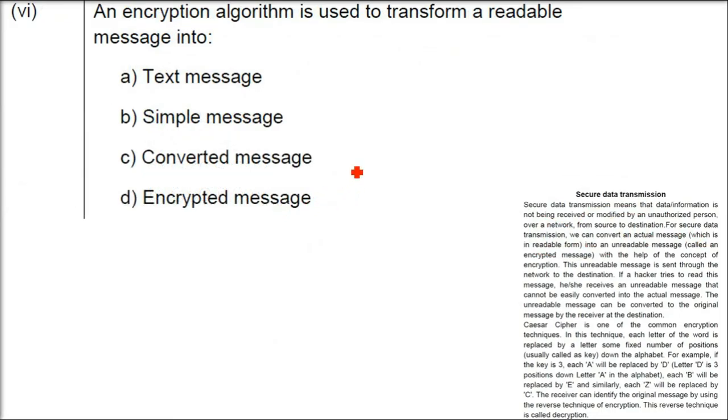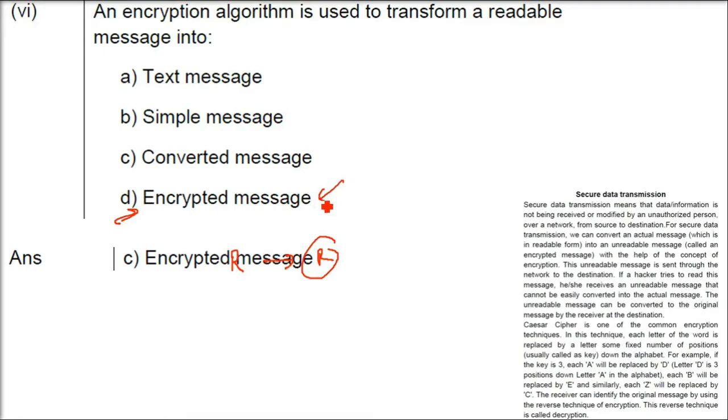An encryption algorithm is used to transform a readable message into what? So basically you are encrypting it, you are making it unreadable. When it is readable, if you send it readable, everyone can read it. So the basic idea of encryption is to convert it. So you are encrypting the message, encrypted message, so others cannot read it.